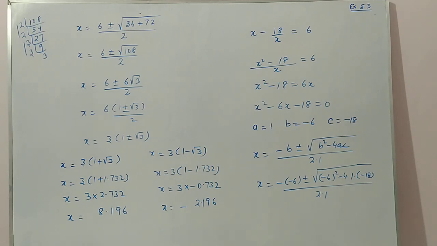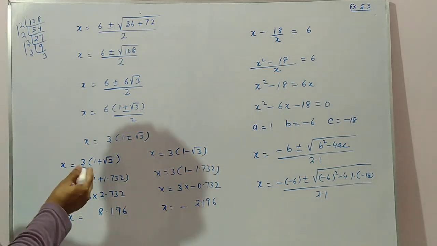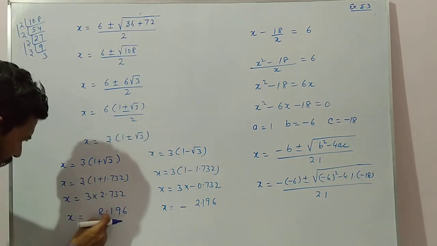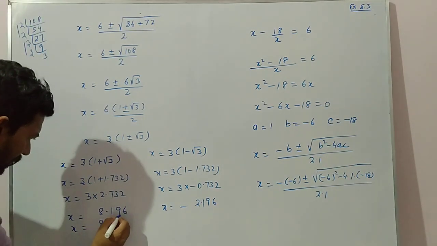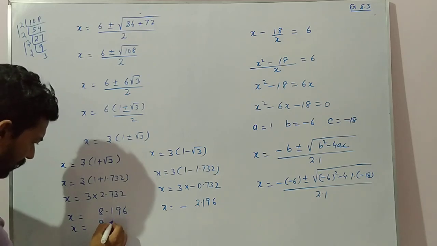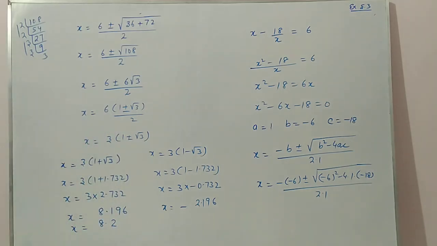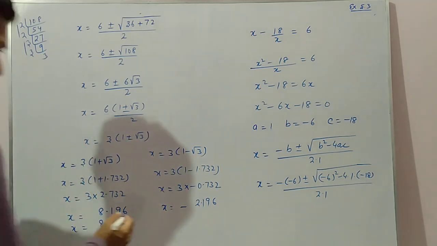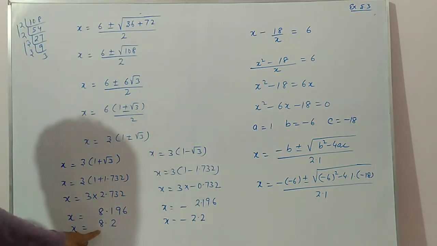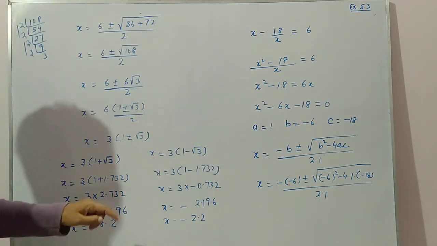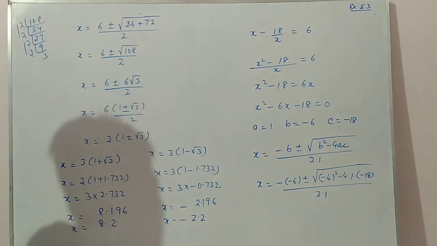We have to find the answer up to two significant figures. Significant figure means what? We will not consider the decimal point. So here it is 1, 2, 3, 4 significant figures. First of all, we will approximate this one: 8.196 can be written as 8.2, since 19 can be approximately written as 2. Here, minus 2.2. So this is what? 8 is 1, and 2 is 1, so these are two significant figures, and the other is also two significant figures.